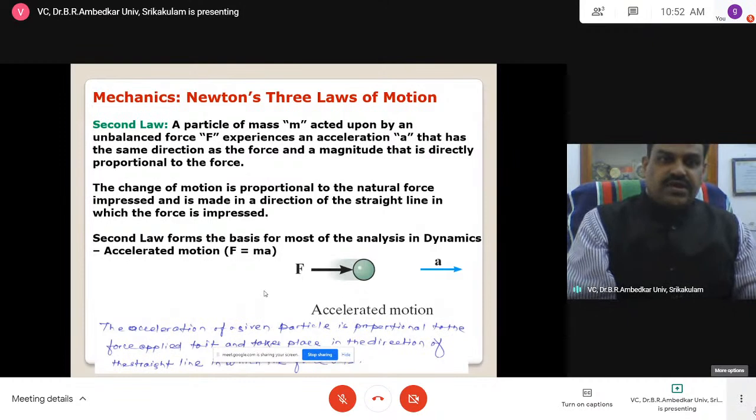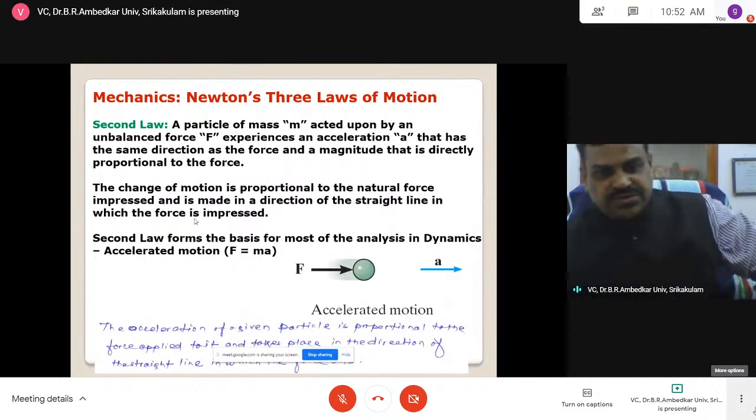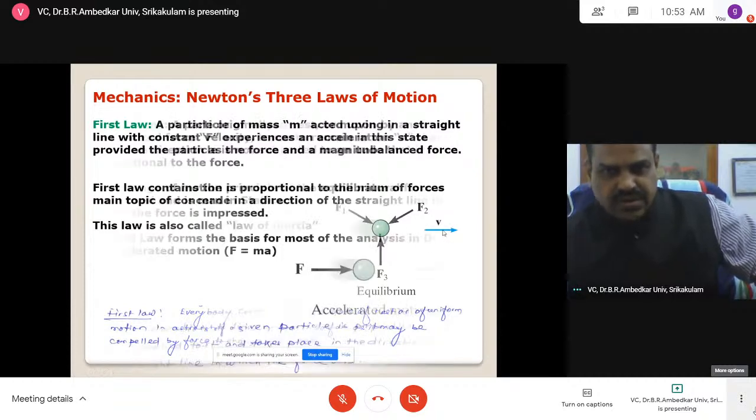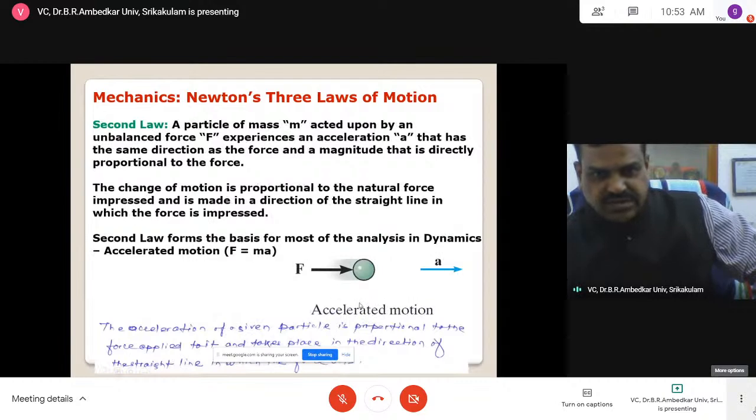Newton's three laws, now the second law. Here the acceleration of a given particle is proportional to the force applied. This takes place in the direction of the force; both are in the same direction, in a straight line. Earlier, the resultant force depended upon the type of force system. Now the force is proportional to the acceleration. It is an accelerated motion. The acceleration of a given particle is proportional to the applied force and takes place in the direction of the straight line.